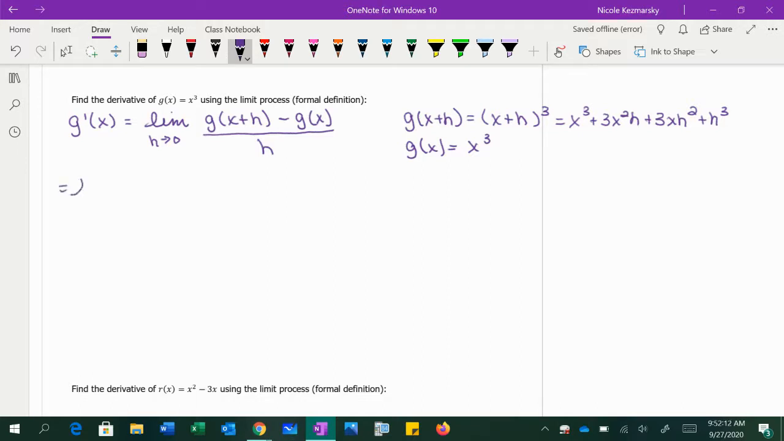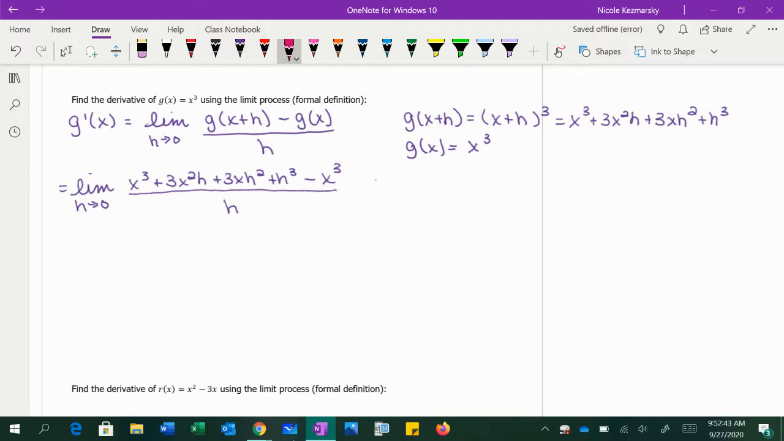So we're going to have the limit as h approaches 0. I'm going to put in g of x plus h, so x cubed plus 3x squared h plus 3xh squared plus h cubed. I'm going to subtract g of x, which is x cubed, and divide by h.